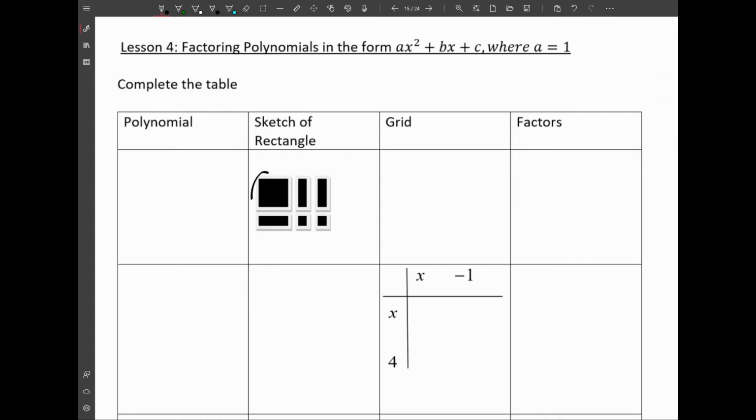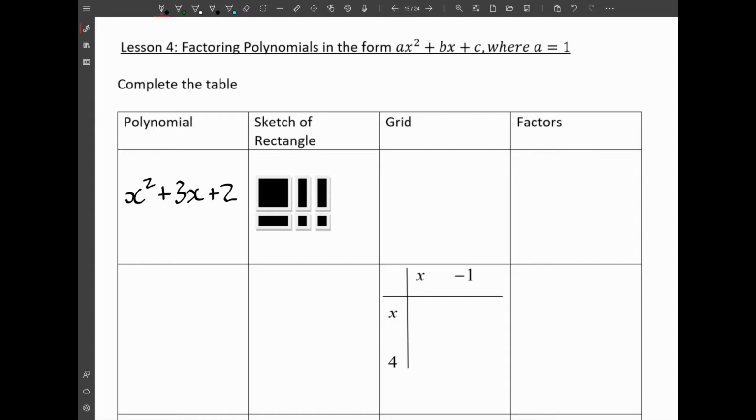So this thing's got an x squared tile, one x squared tile. Just like I said, there's only a coefficient of 1 on the x squared. That's what we're really dealing with here, one x squared tile in all of these. Then there are 3 x tiles, so plus 3x, and 2 individual tiles, so plus 2. So that's just a little review of algebra tiles there.